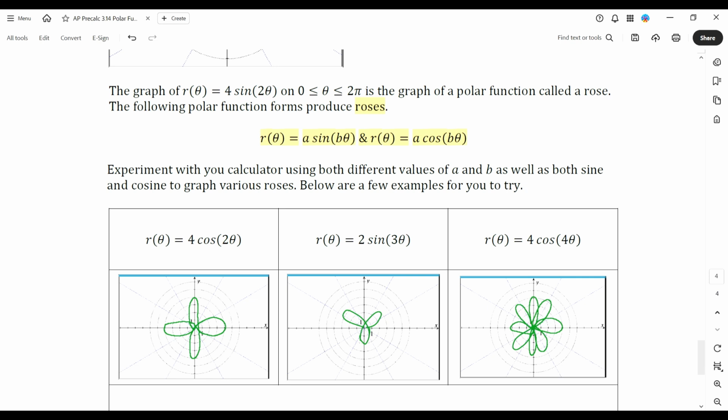With this, you should be able to do the rest of the graphs on the homework. I'm okay with you using the graphs on the calculator to check your answers.